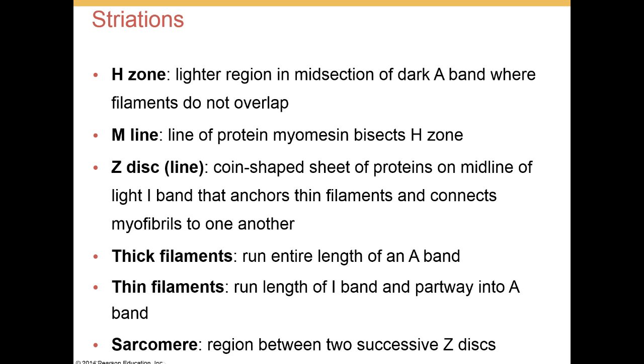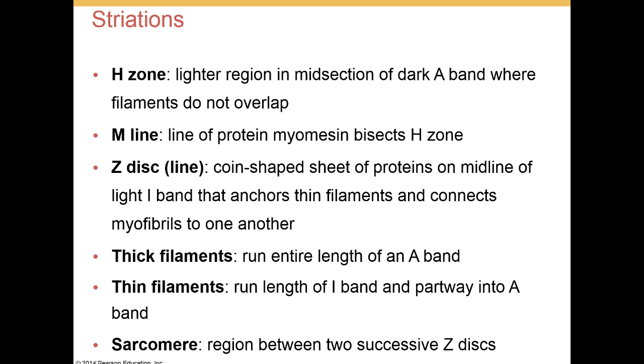Z disks are sheets of proteins that anchor together thin and thick filaments. They anchor the thin filaments in place and they connect one myofibril to another. And the sarcomere is the region between one Z disc and the next Z disc in series. The thick filaments and thin filaments are the main contractile portions of the sarcomere.